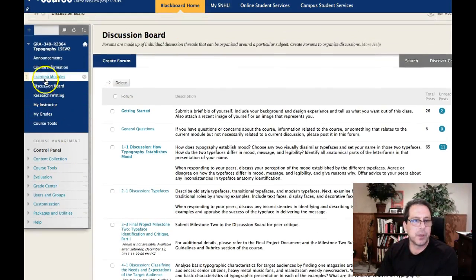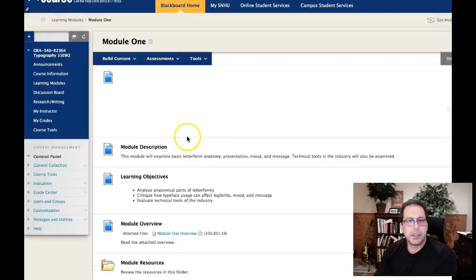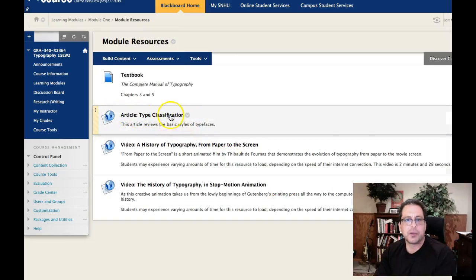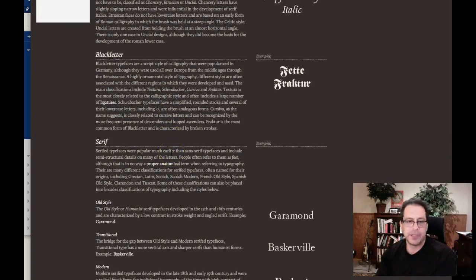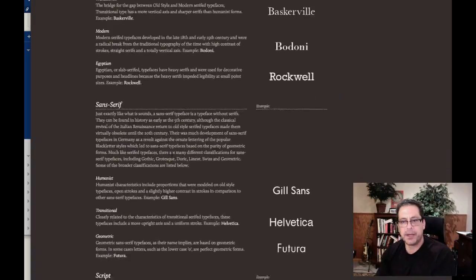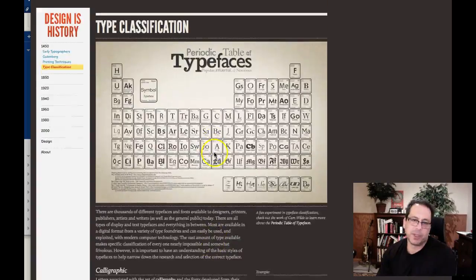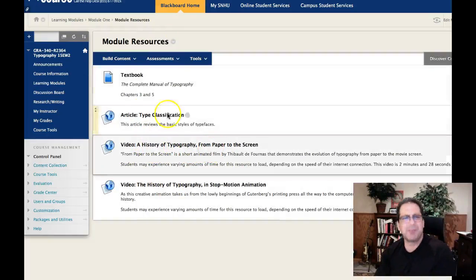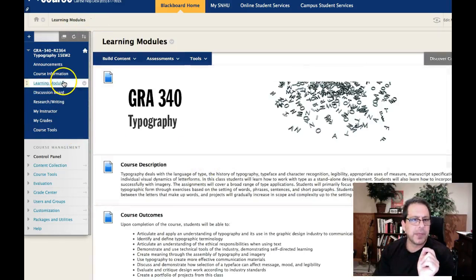If you jump back to week one and go to the module resources and take a look at this article, type classification, there are your answers right there. Don't copy and paste, guys. Please just use this as a guide, and always cite your sources in APA format. That's a really good tip on how to get a jump start on that assignment. Sorry, I'm back in week one. I want to be back in week two, so let's go back into week two.